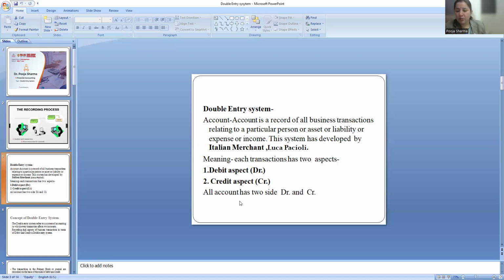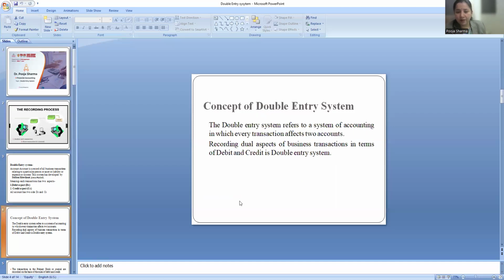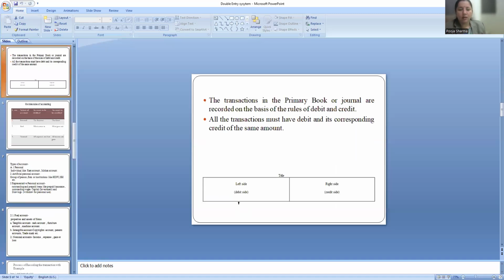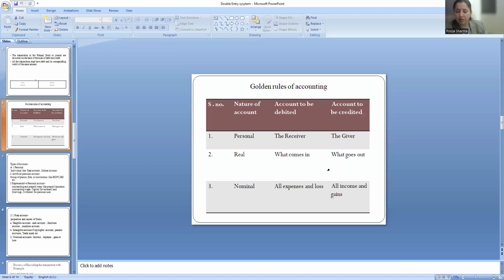So in double entry, double means first debit and second credit. There are two parts of the transaction. It means you will record the transaction at two places. The transactions in the primary book, the journal, are recorded on the basis of the rules of debit and credit. The left side is known as the debit side and the right is the credit side. All transactions must have a debit and its corresponding credit for the same account. It means when the company has any transaction, the company has to record that transaction on two sides: first debit and second credit.